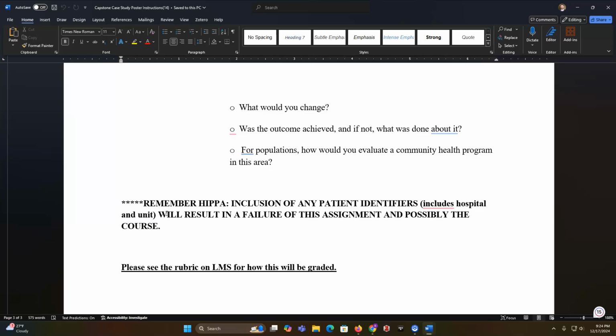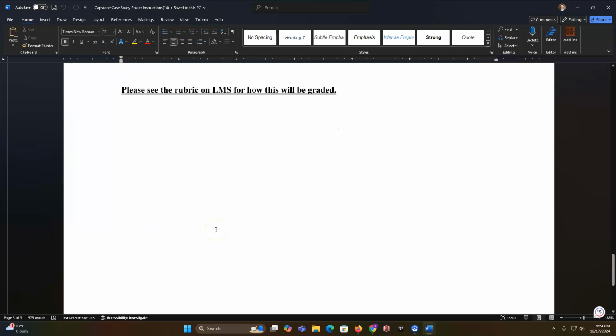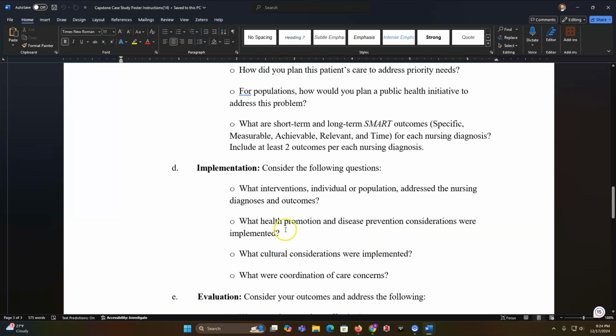We want the specifics, the labs, the stuff like that can be very specific on this. But we want to protect that patient's privacy. So that's what we're shooting for with this presentation.